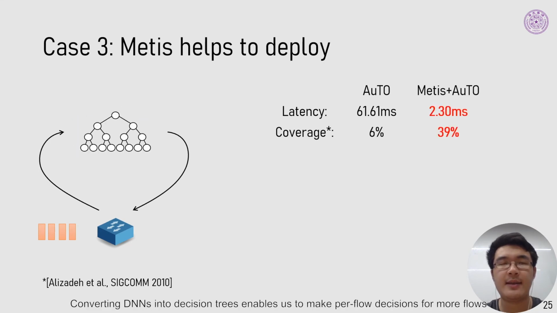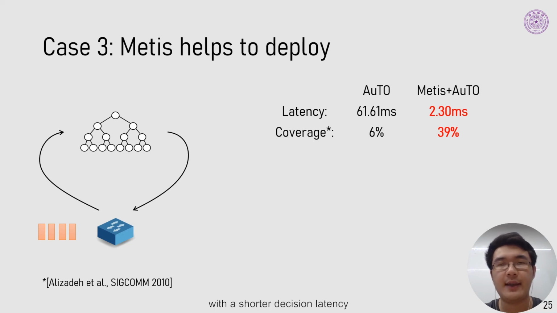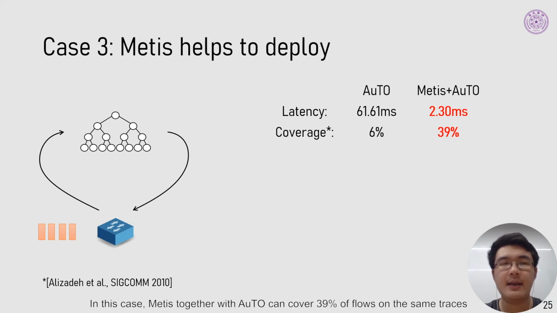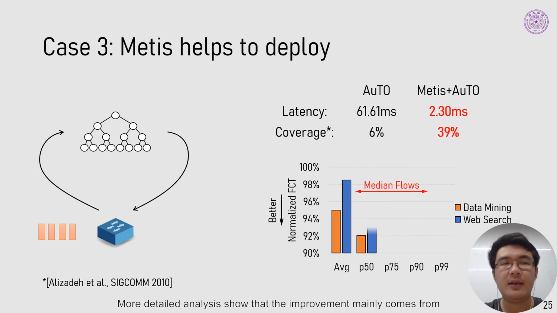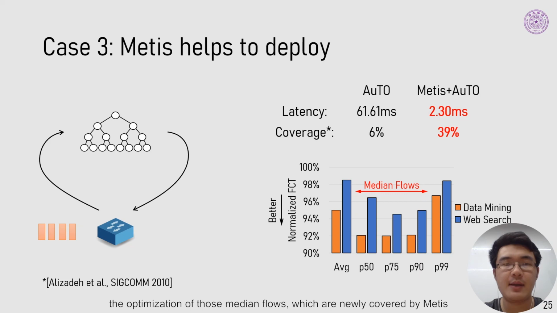Converting DNNs into decision trees enables us to make per-flow decisions for more flows with a shorter decision latency. In this case, Mattis together with Auto can cover 39% of flows on the same traces. Precise per-flow control on more flows will also improve the performance of the system. By covering more flows, Mattis together with Auto can improve the average performance by around 2% to 5% on two traces.